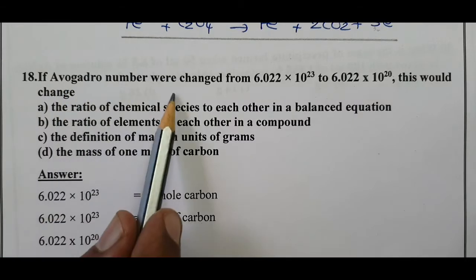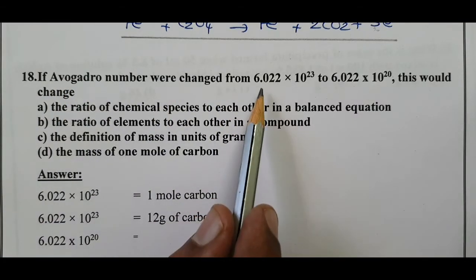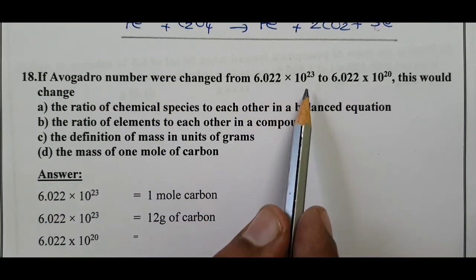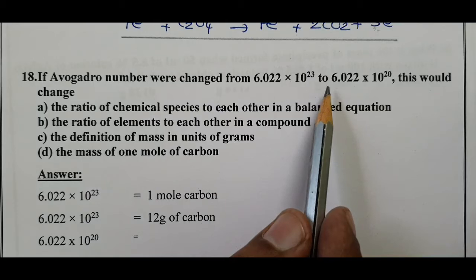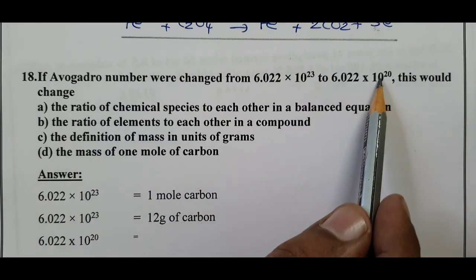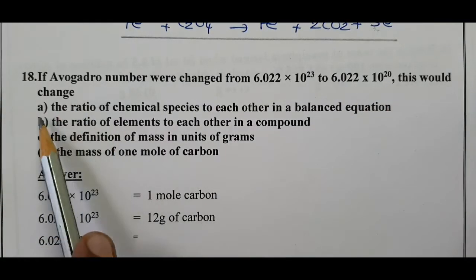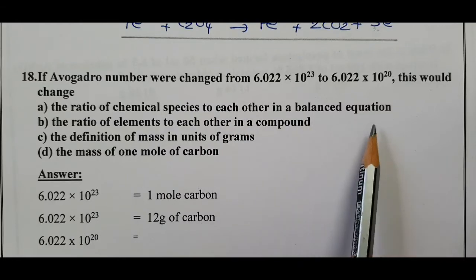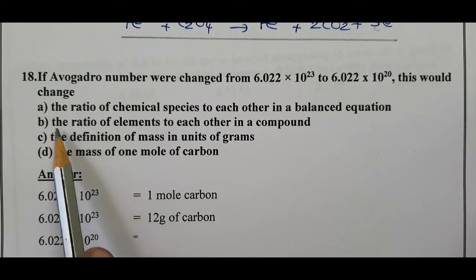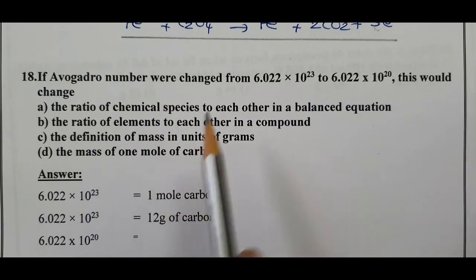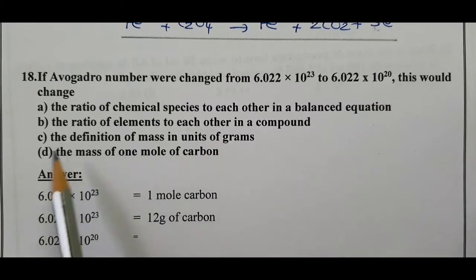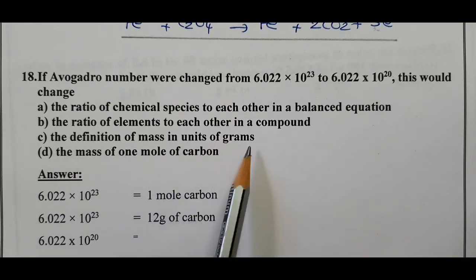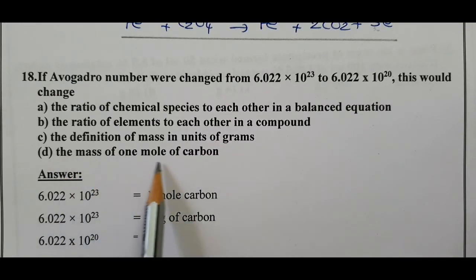Come to question number 18. If Avogadro number were changed from 6.022 into 10 power 23 to 6.022 into 10 power 20, this would change: the ratio of chemical species to each other in a balanced equation; the ratio of elements to each other in a compound; the definition of mass in unit of gram; the mass of 1 mole of carbon.